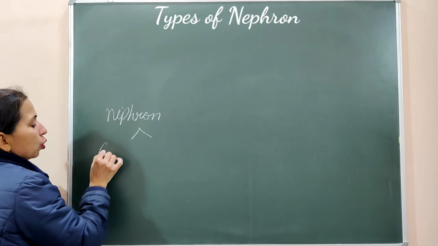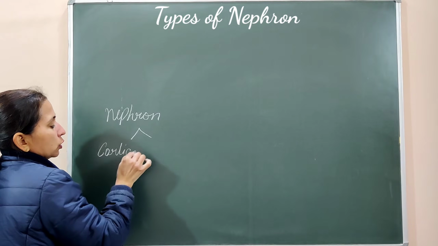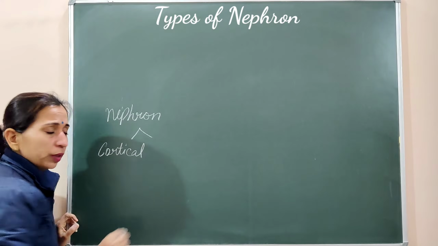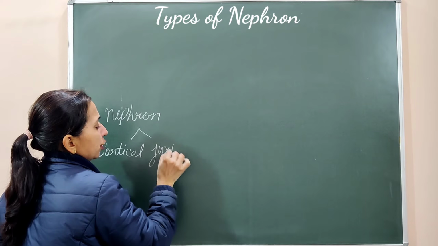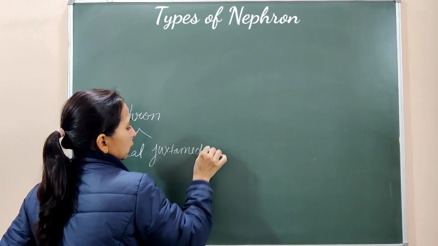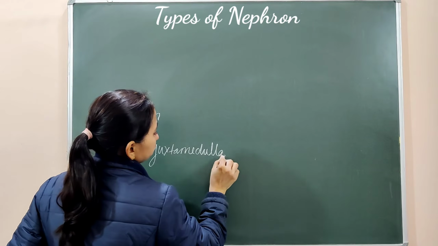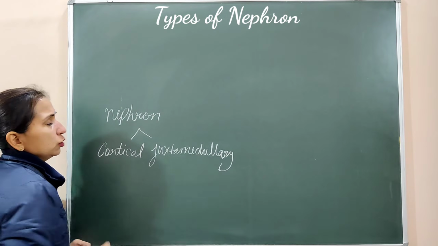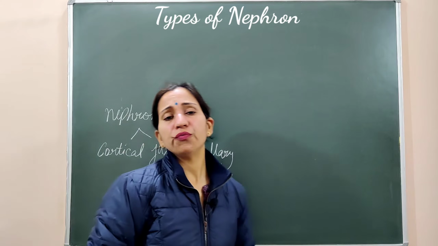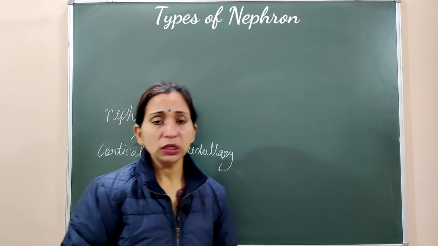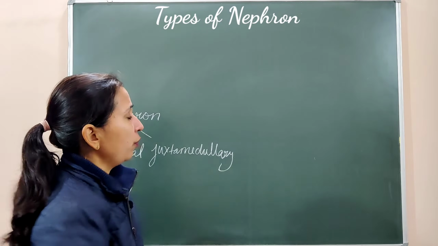The first one is known as cortical nephron, and another one is known as juxtamedullary nephron. So these two are the types of nephron. These are the two types of nephrons on the basis of their length, their location and their blood supply. So we were making the diagram.